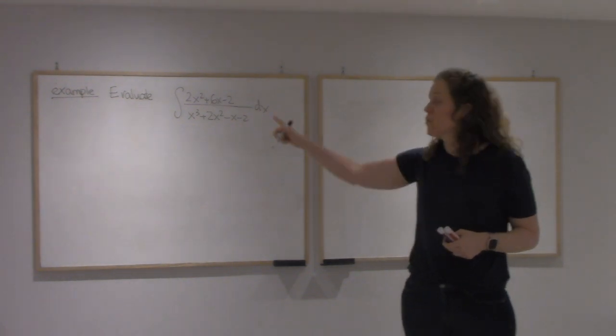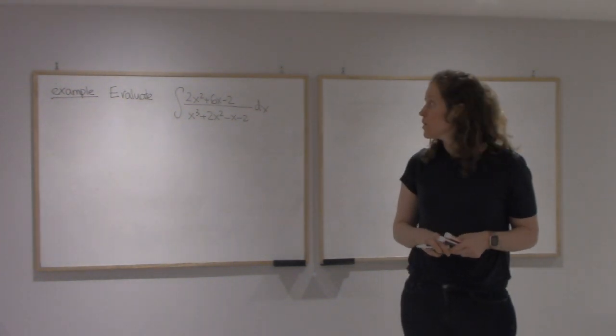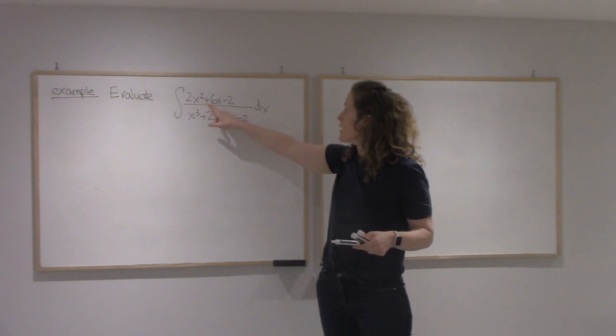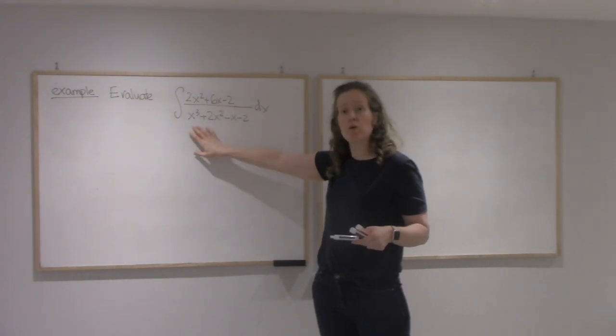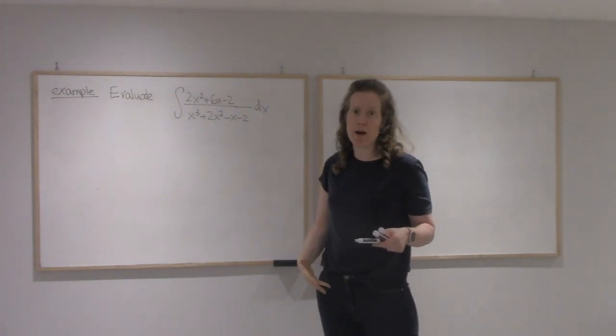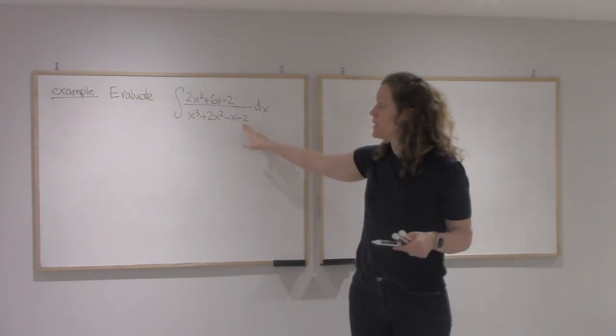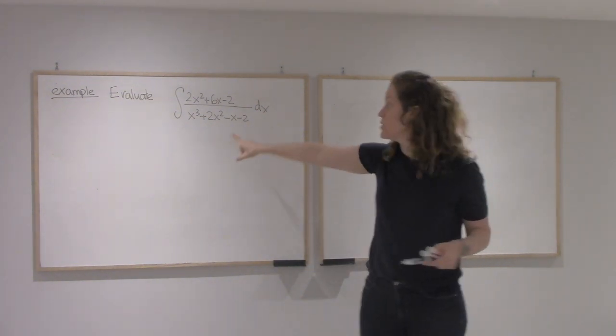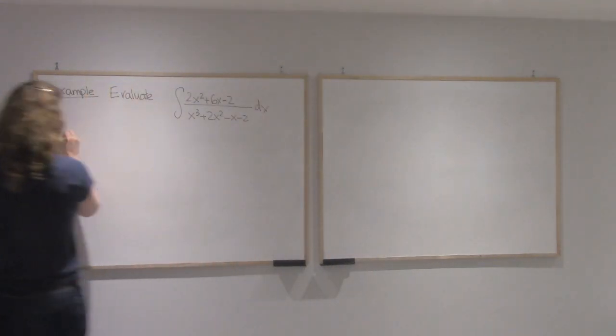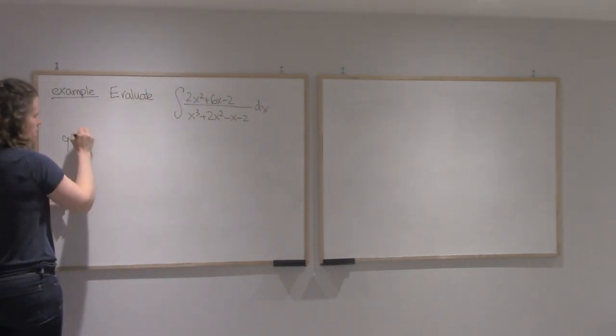In this video, we'll be solving this problem. We'll be integrating 2x squared plus 6x minus 2 over this cubic using partial fractions. To figure out which type of partial fractions we need, we start by factoring the denominator. So I'm going to take my q of x.